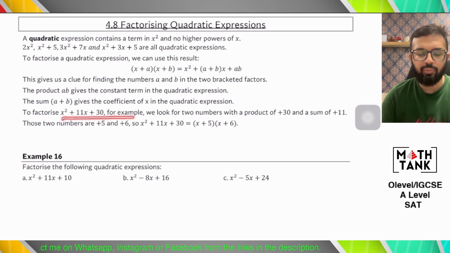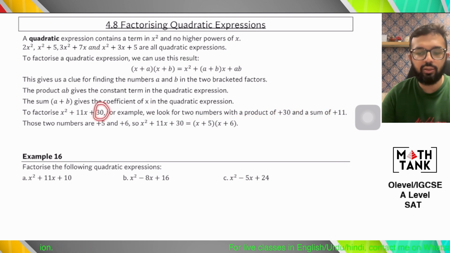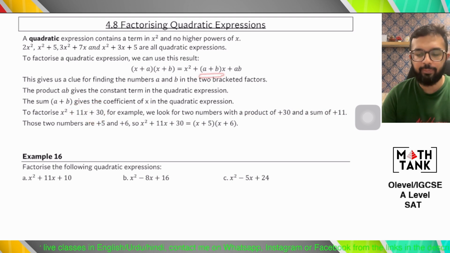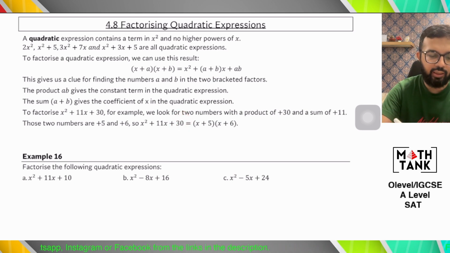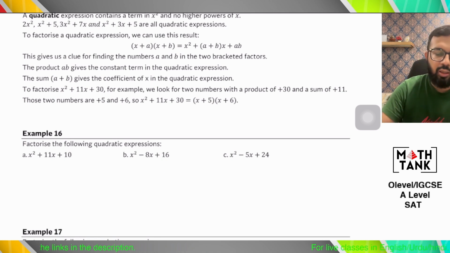To factorize x square plus 11x plus 30, for example, we look for two numbers with a product of 30 and a sum of 11. So you have to find two numbers that multiply to give plus 30 at the end, and add to give plus 11. You see this? a plus b. So the two numbers that I've thought of are 5 and 6. Let's try doing that rather than just thinking about it directly. So what you do is you write your question. I'm again repeating this one.